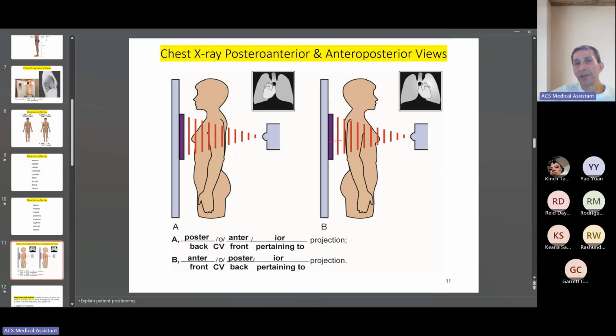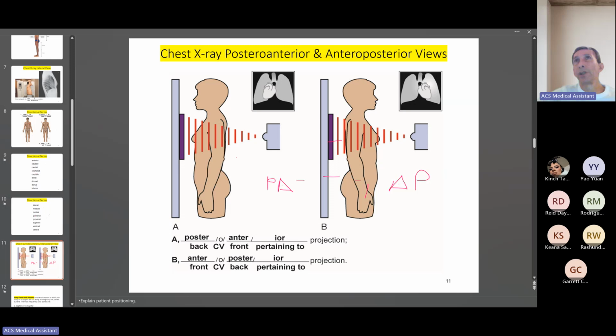This view right here, the first view, or what am I looking at? Here, this is a PA. And this is an AP. This is anterior posterior, and this is posterior anterior. So you need to know how to interpret that, and for your exam as well.